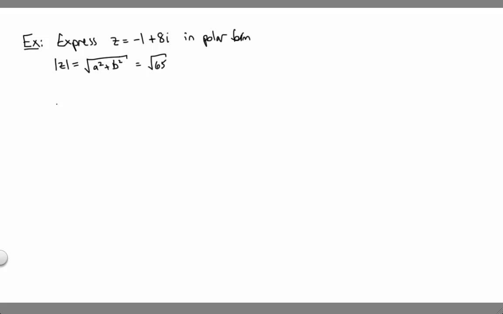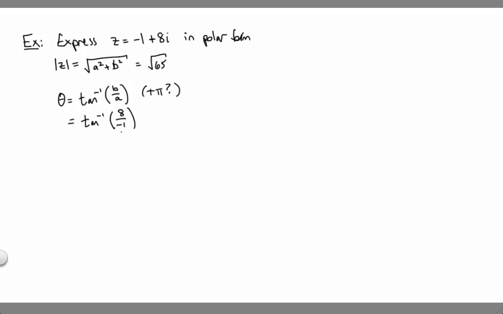And then we need to think about the angle. So theta is going to be arctan of b over a, where we're talking imaginary coefficient over the real coefficient. And then I like to just get in the habit of saying plus pi question mark. If our complex number is actually in quadrant 2 or quadrant 3 when we graph it, then we will need to add pi.